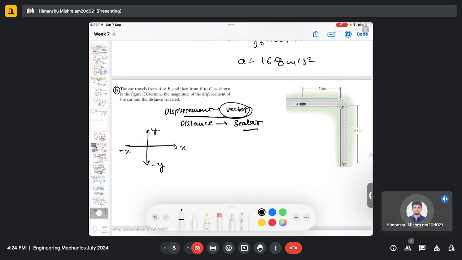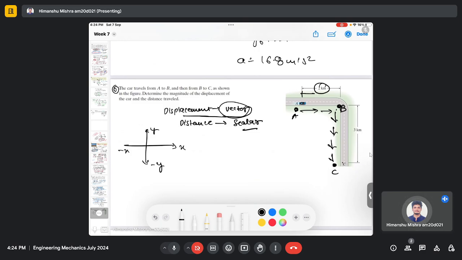So what is the distance? Distance is a very simple concept. In the question, the car starts from position A and goes to position B, then from B it goes to position C. So what is the total distance traveled? First it traveled 2 kilometers, and then from position B to position C it travels 3 kilometers.